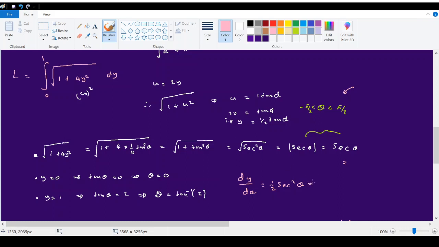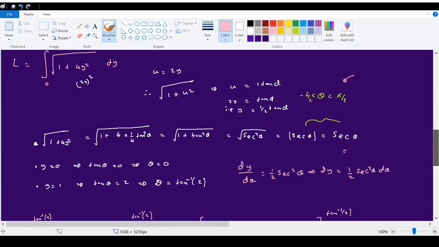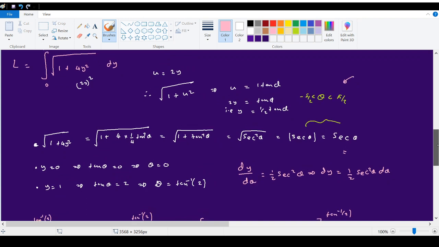In other words, dy is equal to half sec squared theta d theta, right? Okay, and with that information we can now directly plug in the values for the length equation. And here we can see for the lower limit, when y is equal to 0, the theta value will be equal to 0, and for the upper limit we have a problem, right?